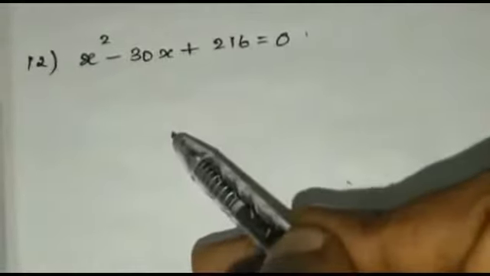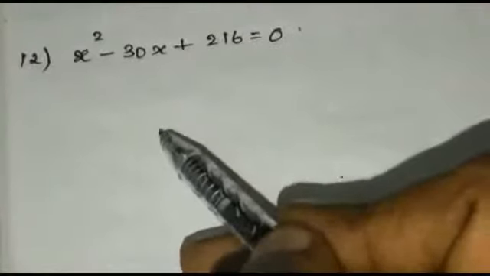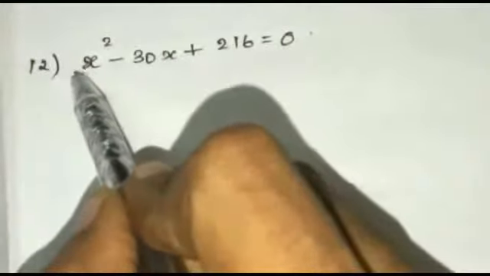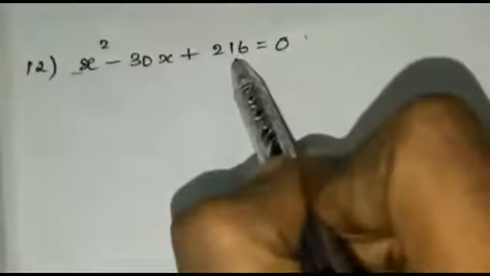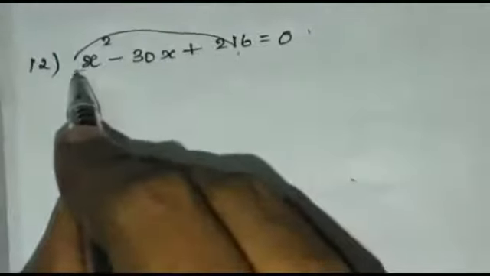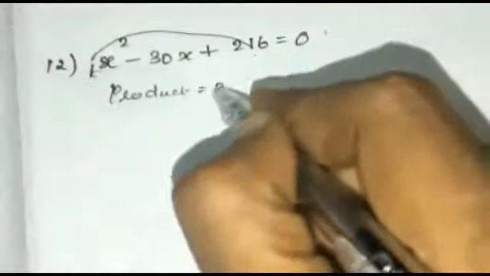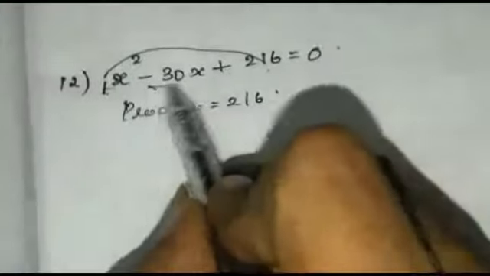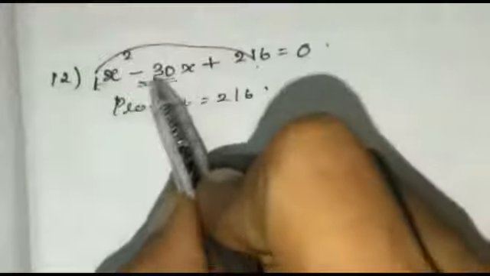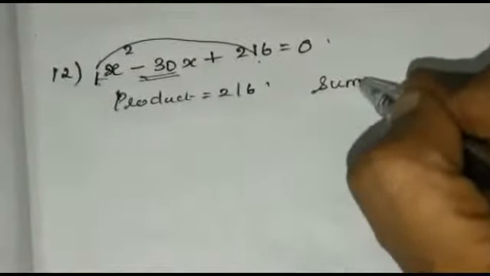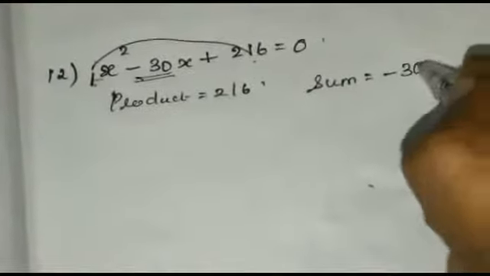Already I told you that for the sum product rule, the first step is to multiply the coefficient of x square and the constant term. So multiply these two. Here for x square, nothing is given, which means we should consider it as 1. So 1 into 216 is 216. So what is the product? Product is equal to 216. And the middle term we have to consider as sum. The middle term we have is minus 30. So sum is equal to minus 30.